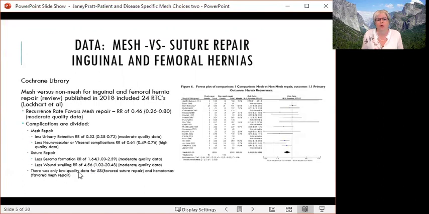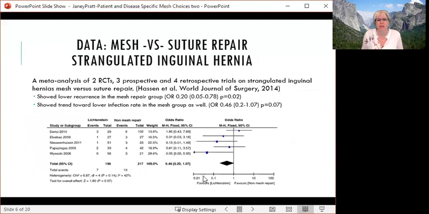So there was low quality data for surgical site infection, which seemed to favor suture repair, and for hematomas, which seemed to favor mesh repair. So in any case, the one thing for sure is that the relative risk of recurrence is about 0.46. And this is the forest plot showing that. If you look at the data for mesh versus suture repair in a strangulated inguinal hernia, there was a meta-analysis that looked at 2 randomized controlled trials, 3 prospective and 4 retrospective trials on strangulated inguinal hernias in mesh, published by Hassan in 2014.